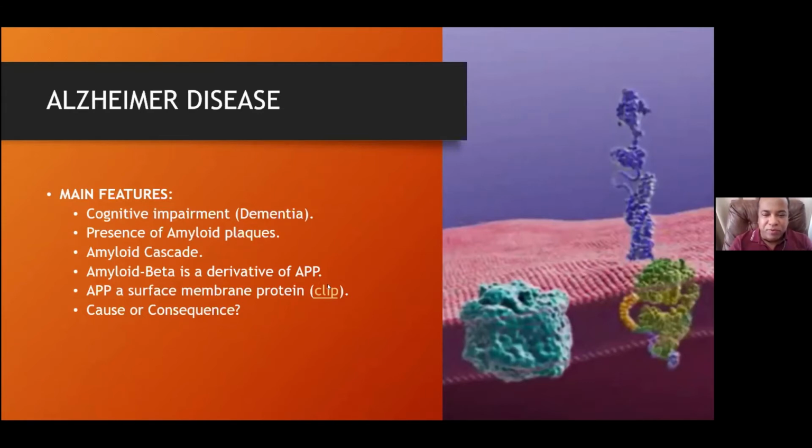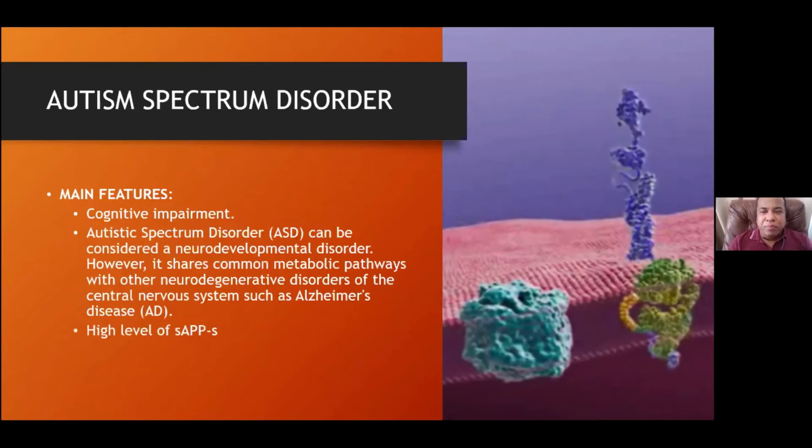In individuals with autism disorder, we will have the presence of the alpha peptide, that is the blue peptide here, as you can see here. For those who don't know perfectly what autism disorder means, what its features are, we have cognitive impairment in some situations, and autism disorder, or ASD, as we know, can be considered a neurodevelopmental disorder, of course, but it shares a common metabolic pathway with Alzheimer's disease.